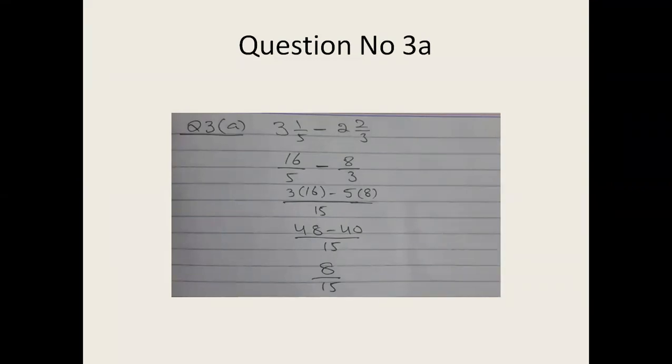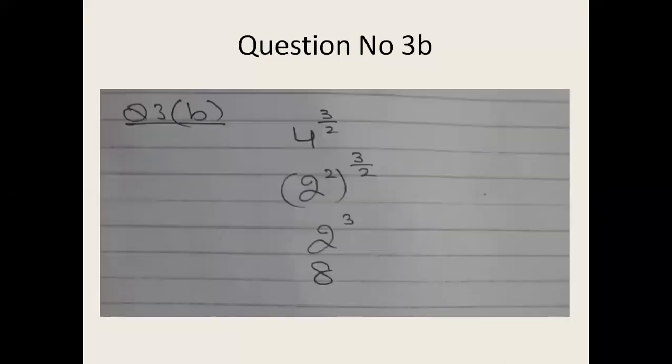We will take the LCM. The LCM of the 3 and the 5 will be 15. So divide the LCM with this denominator, you will get 3. 3 multiply 16. Divide the LCM with this denominator, you get 5. 5 multiply 8. You know, 3 multiply 16 is 48, minus 5 multiply 8 is 40. So 48 minus 40, that will be 8. So 8 divided by 15 is my final answer.